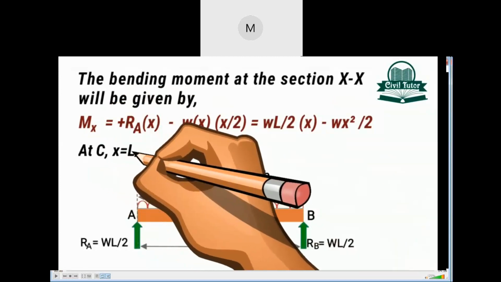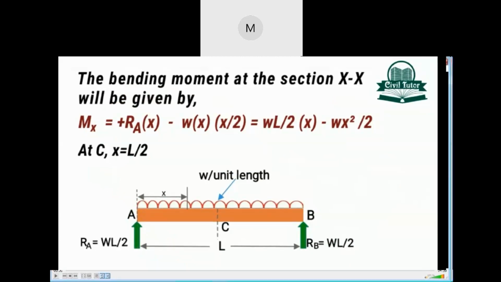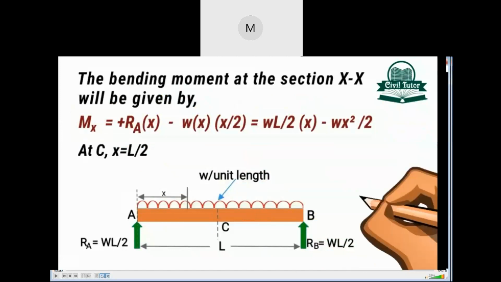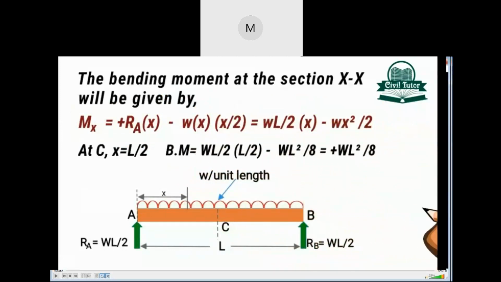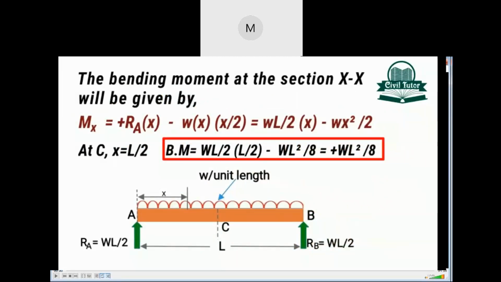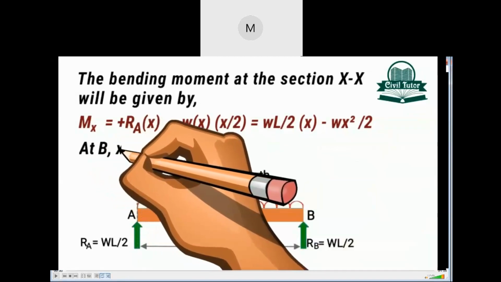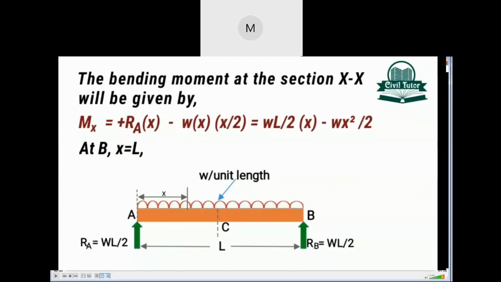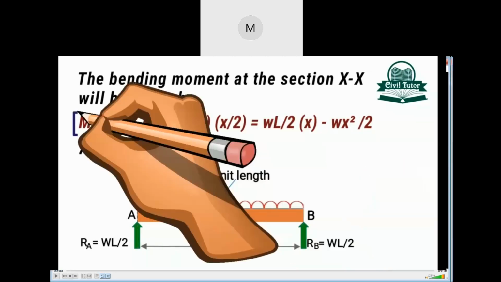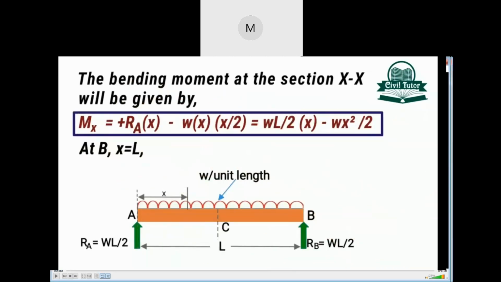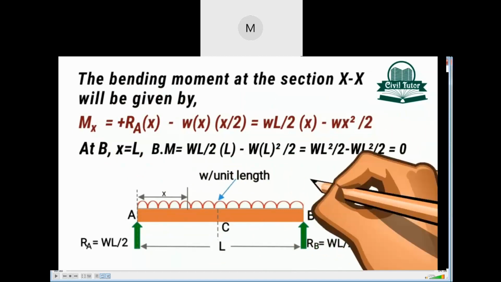At point C, x is equal to L divided by 2. And on substituting this value in the bending moment equation, we will get the value of bending moment at point C equal to plus WL square divided by 8. And at point B, x is equal to L. And by substituting this value in the bending moment equation, we will get the value of bending moment at point B equal to 0.